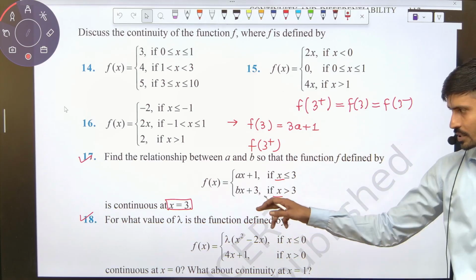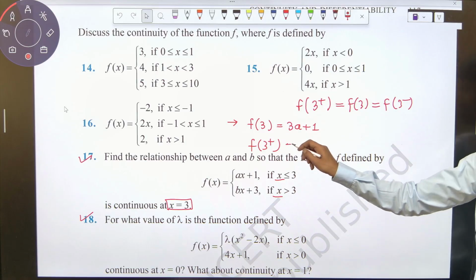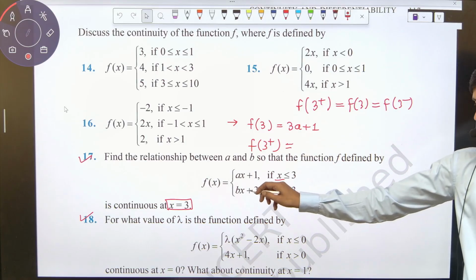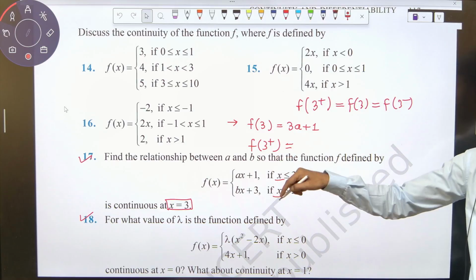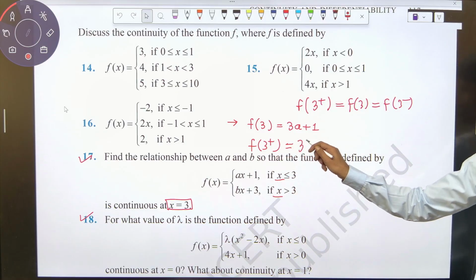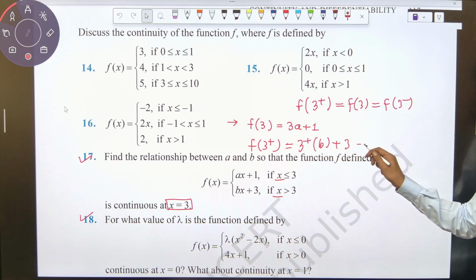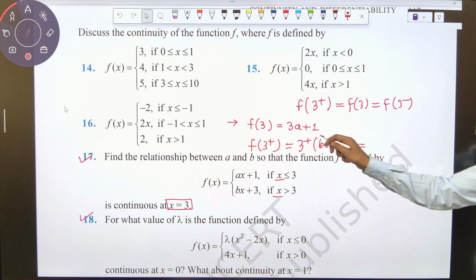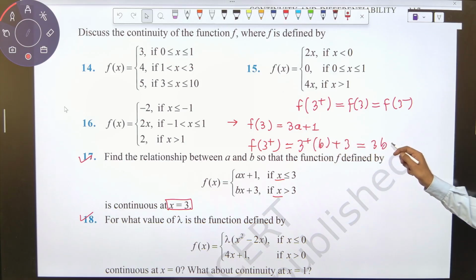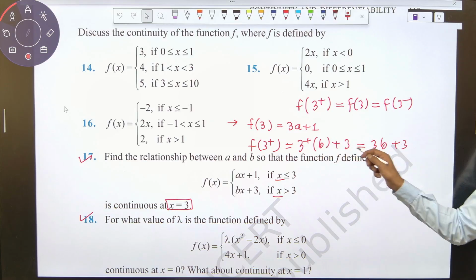It means we'll use this. So how will we find it? In place of x, I will put 3 plus. That will become 3 plus into b, so you write 3 plus into b plus 3. And when you are writing in the exam, change 3 plus into 3: 3b plus 3. But show this line.